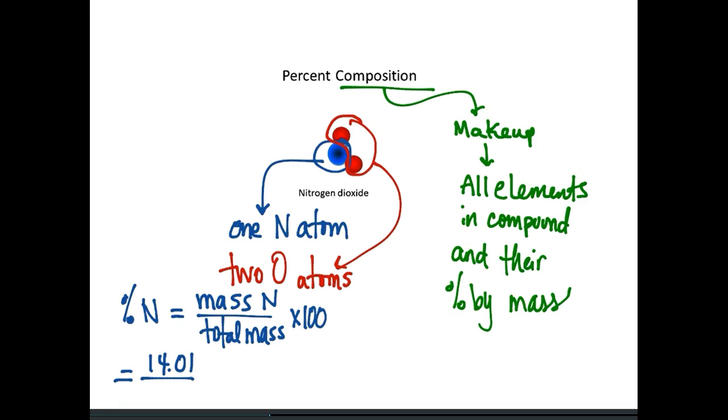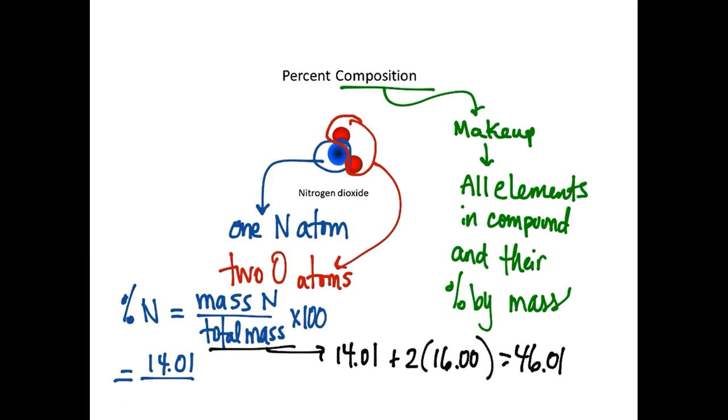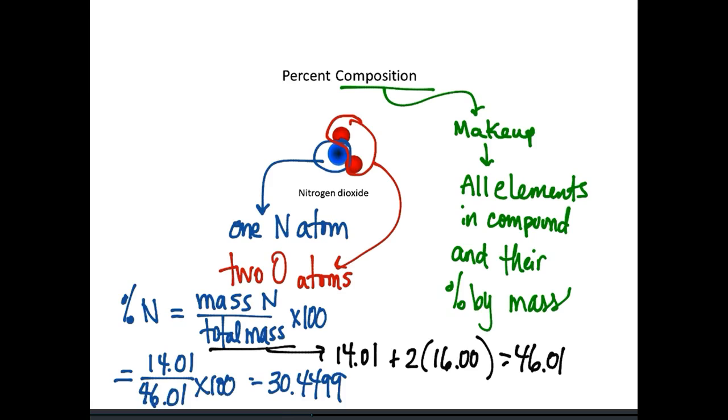Since there's only one nitrogen atom, we have 14.01 atomic mass units divided by the total mass of the compound, which is 46.01 AMU. So 14.01 AMU from nitrogen divided by 46.01 AMU for the whole compound times 100 gives you 30.4499%. It looks like this is accurate to 4 significant figures, and so you're going to round this to 30.45% nitrogen.